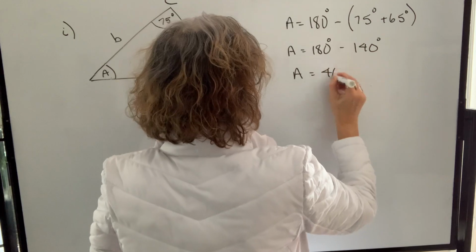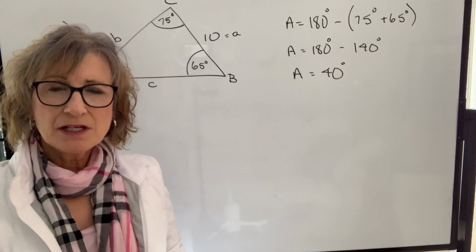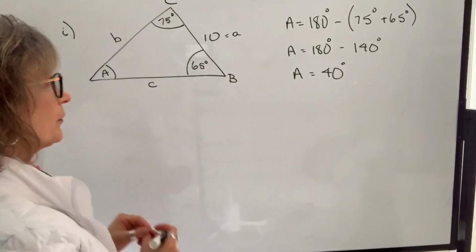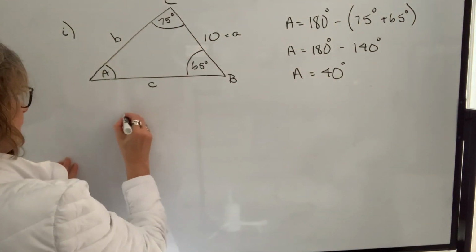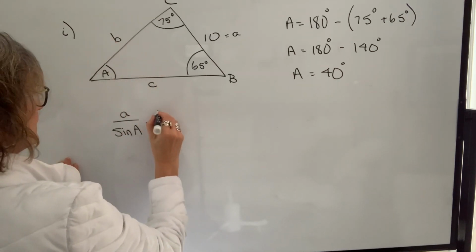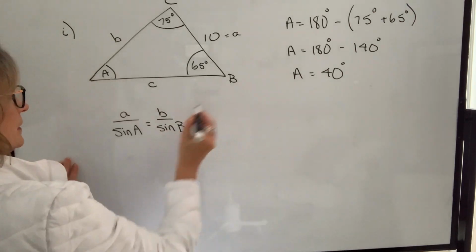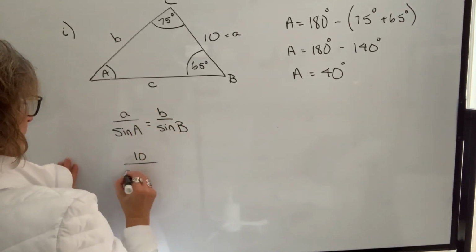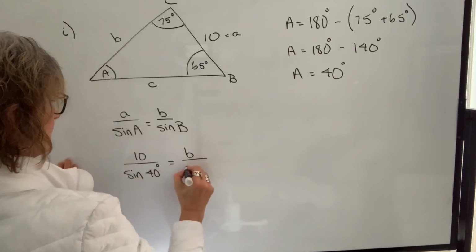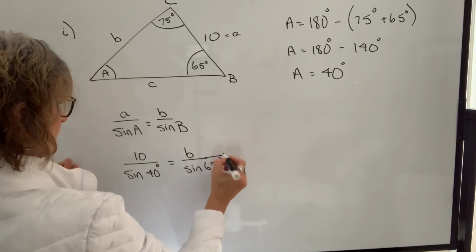Now that I've got angle A, which I know has to be 40 degrees, now I can use my law of sines to find b and to find c. So the way I'm going to start is I'll start with side a over the sine of angle A, and I'll find b first. It will be equal to b over the sine of angle B. So a is 10, angle A is 40 degrees, b I'm trying to find, and angle B is 65 degrees.